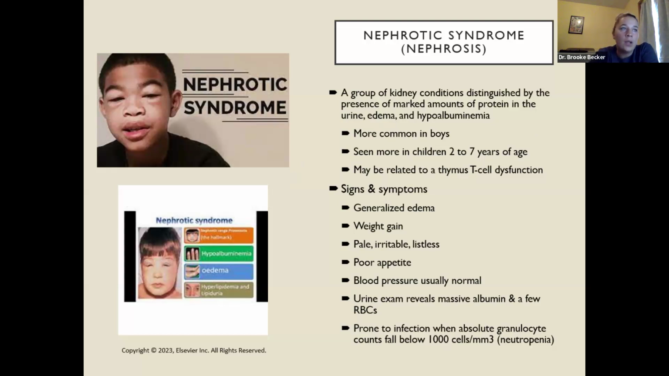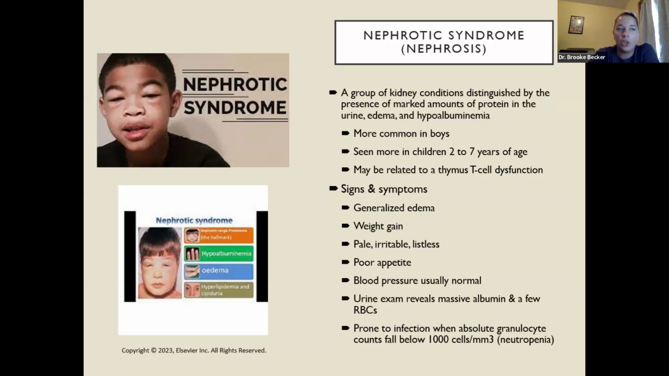Okay. It's more common in boys. It's related to a T cell dysfunction. Most commonly in kids preschool age to early school age, so like 2 to 7 years of age. Your most common signs you're going to see is generalized edema all over the place. They're going to have weight gain. They're going to be listless, irritable, and have poor appetite.